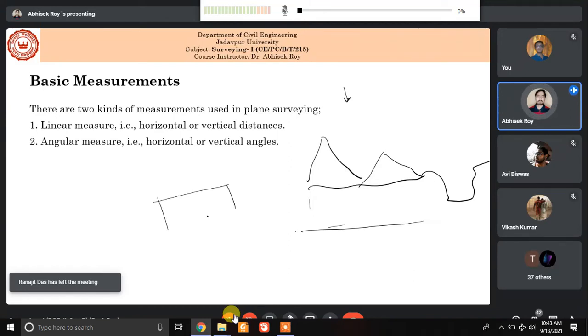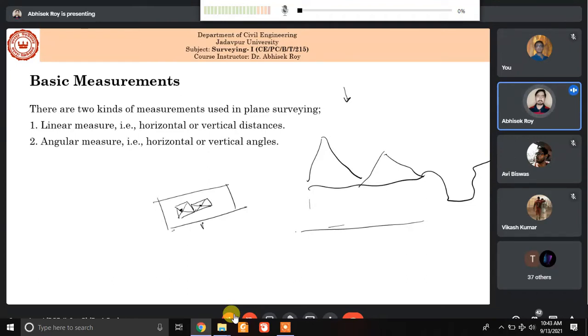If you draw the elevation view, how will you get it? This is the point which will correspond to this mountain, and it may be spread like this, right? And if you get this point, it will suppose be spread like this.